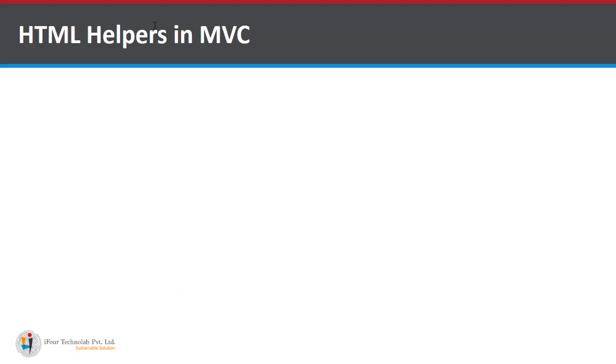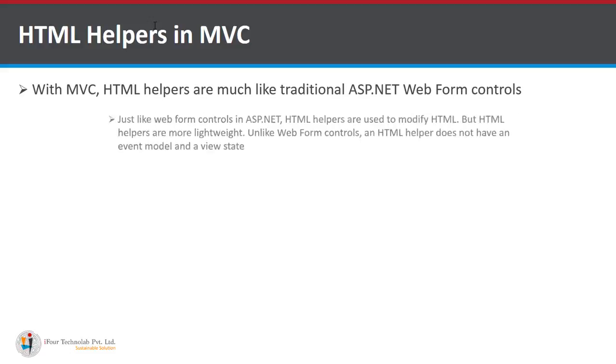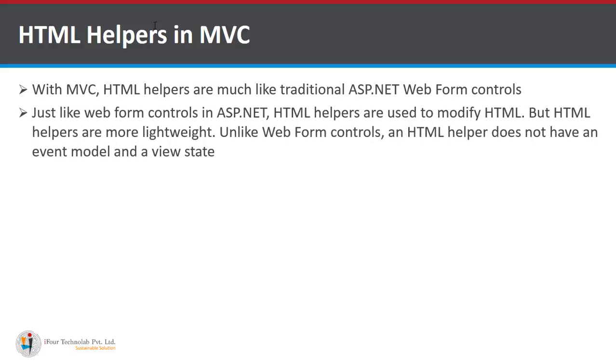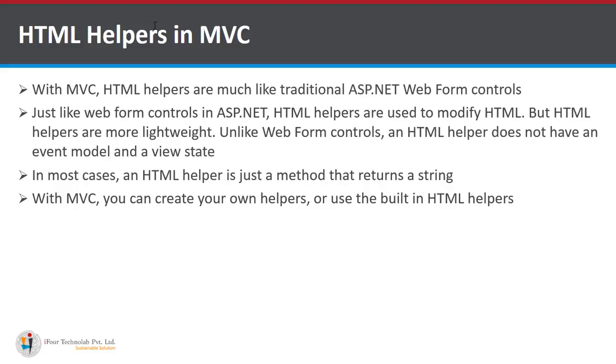Now let's return to HTML helpers in MVC. With MVC, HTML helpers are much like traditional ASP.NET web form controls. Just like web form controls in ASP.NET, HTML helpers are used to modify HTML. But HTML helpers are more lightweight. Unlike web form controls, an HTML helper does not have an event model and a view state. In most cases, an HTML helper is just a method that returns a string. With MVC, you can create your own helpers or use the built-in HTML helpers.